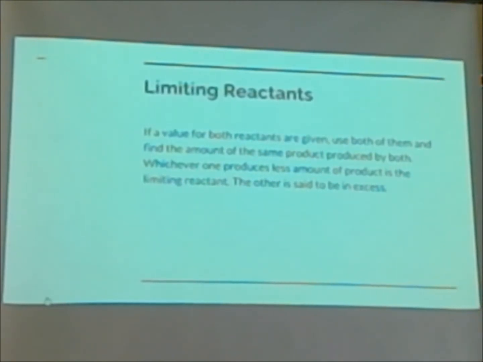Okay, we have 8 eggs and 8 cartons of milk. If we need 1 egg and 2 cartons of milk for 1 cake, how many cakes do we make? Because we know that we need more milk, let's say M for milk, 8 cartons of milk, and then E for eggs. For 1 cake, you need how many eggs? 1 egg.